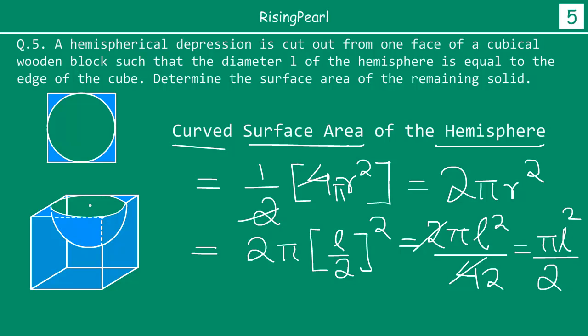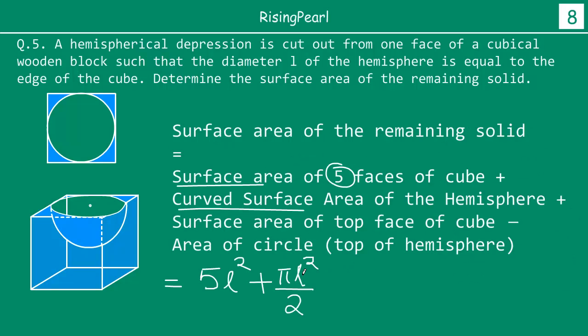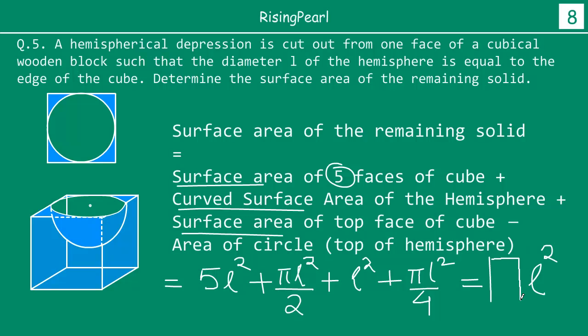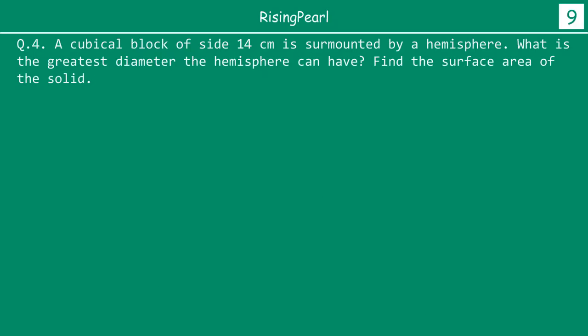So now coming back, what we have is pi L square by 2, plus the surface area of the top of the cube, which was L square, plus the area of the circle, which we just saw was pi L square by 4. If you simply add them, you will find the area in terms of L square. You will find something times L square, and that will be your answer. I will leave the actual computation to you, and I am absolutely sure you're all very smart and can find out how to solve this. So friends, this is how you solve such questions.